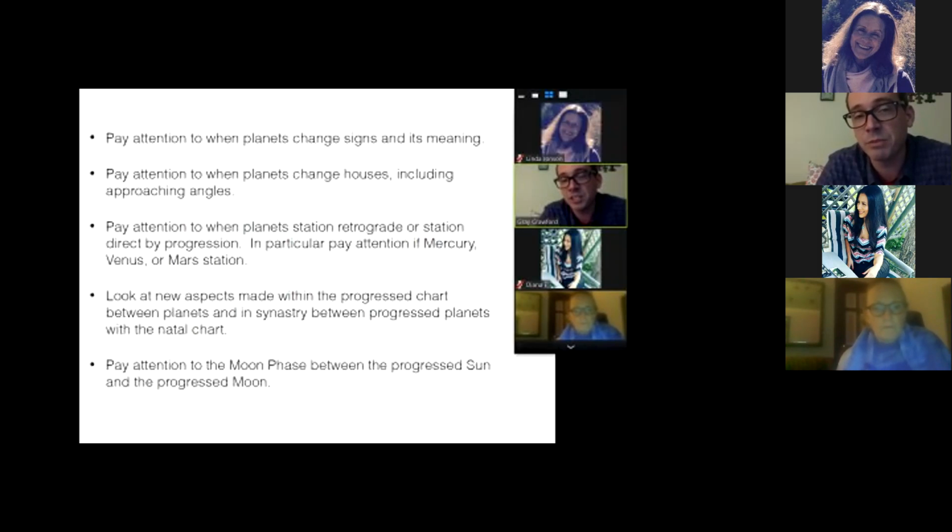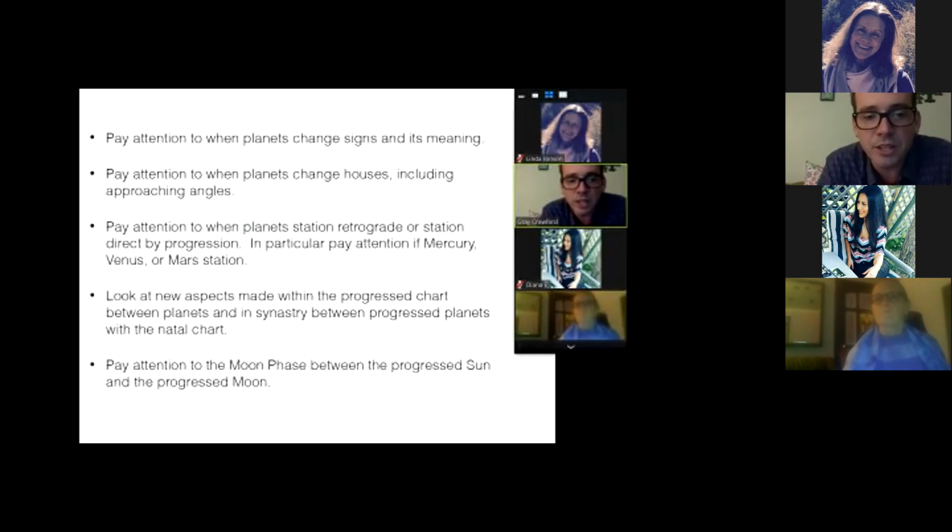So he's getting a shift from going from Leo right into Virgo. So he's at the very start of this Virgo thing in his progress chart. And that's what you'll see often. People come into prominence when a planet crosses the angles: ascendant, descendant, midheaven, IC. You want to pay attention to when planets station retrograde or station direct by progression. You really want to pay attention to Mercury, Venus, and Mars. And we're going to talk about this today with Deanna. She has very important Venus and Mercury retrogrades.